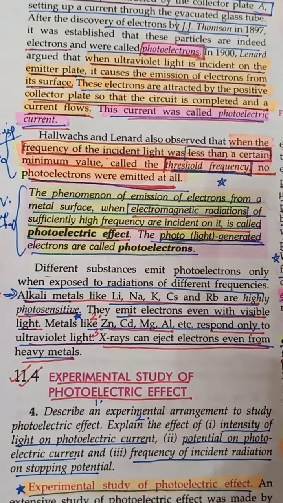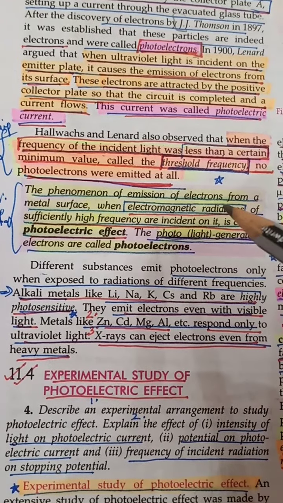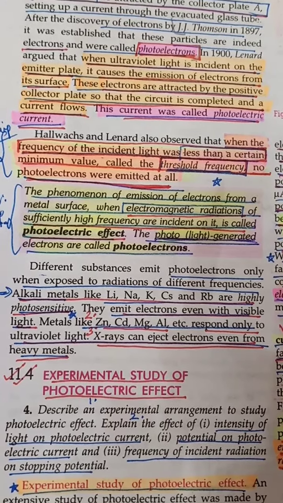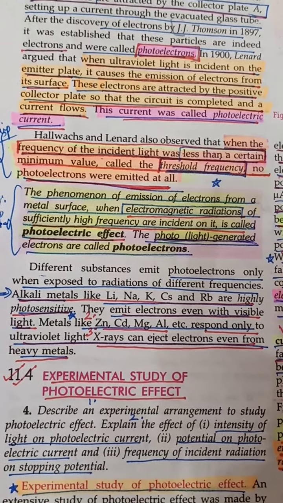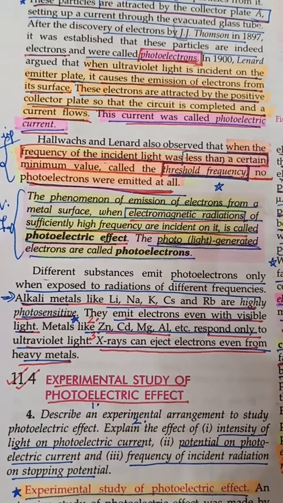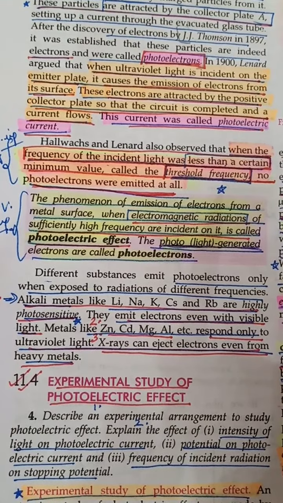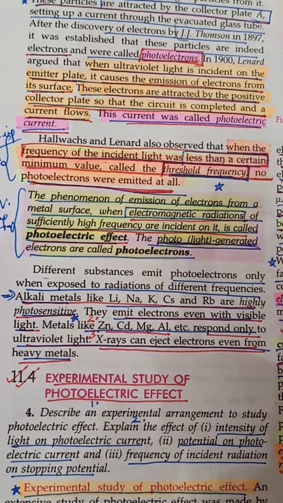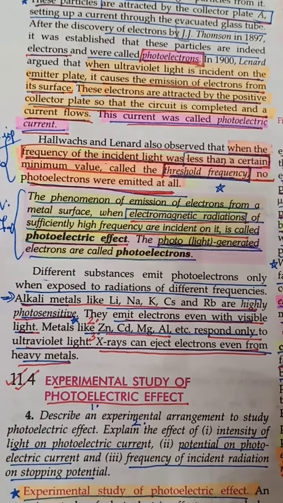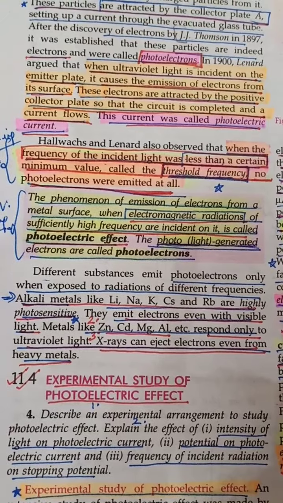So now, what is the photoelectric effect? The phenomenon of emission of electrons from a metal surface when electromagnetic radiation of sufficiently high frequency is incident on it is called the photoelectric effect. The photo, that is light-generated, electrons are called photoelectrons. Different substances emit photoelectrons only when exposed to radiation of different frequency.